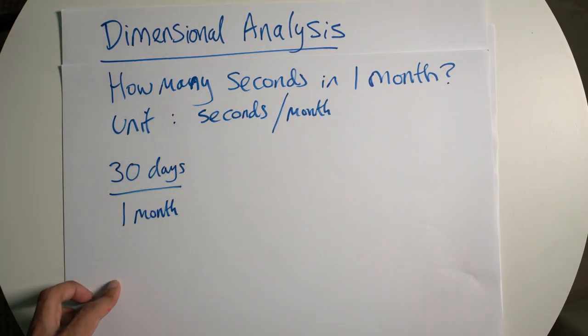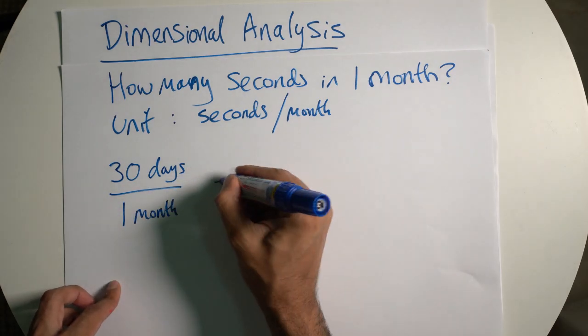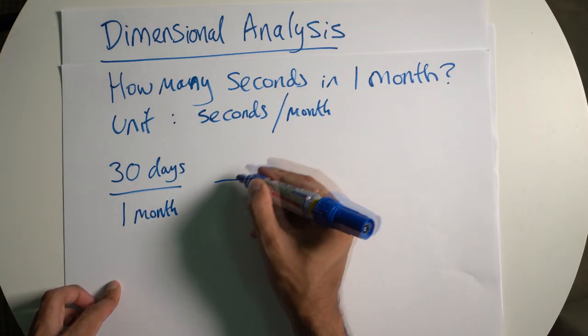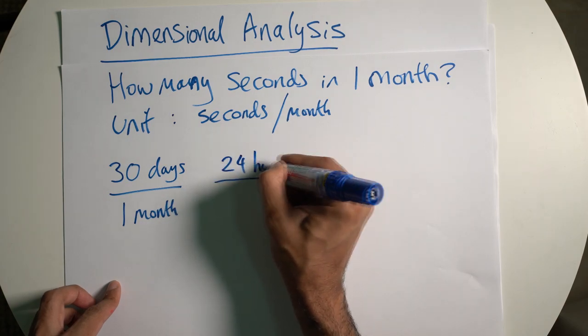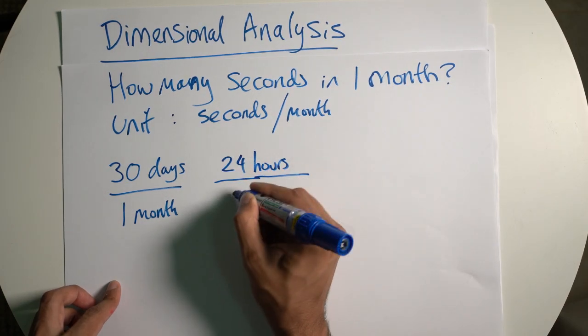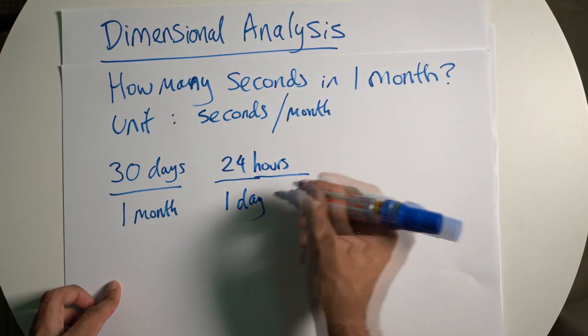Now, I want to somehow cancel out days, so I'm going to have days down here, and I'm going to have that there's 24 hours in 1 day, okay?